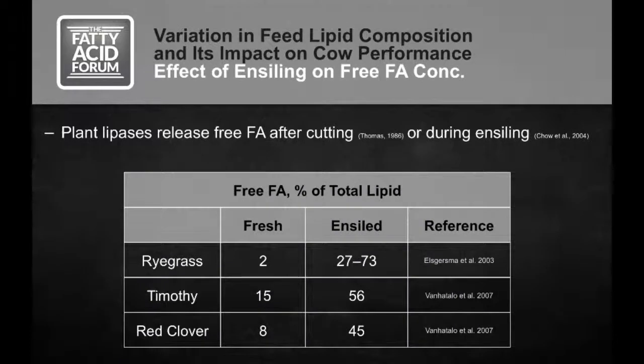So moving on from just looking at total fatty acid concentration, I wanted to now look at what type of fatty acids are present in feeds, whether there are esterified lipids, as triglycerides, phospholipids, glycolipids, or just as free fatty acids. And the interest here is coming from some data that's shown that plant lipases release free fatty acids either after cutting or during ensiling of forages. And this is highlighted quite nicely in this data set here from Europe.